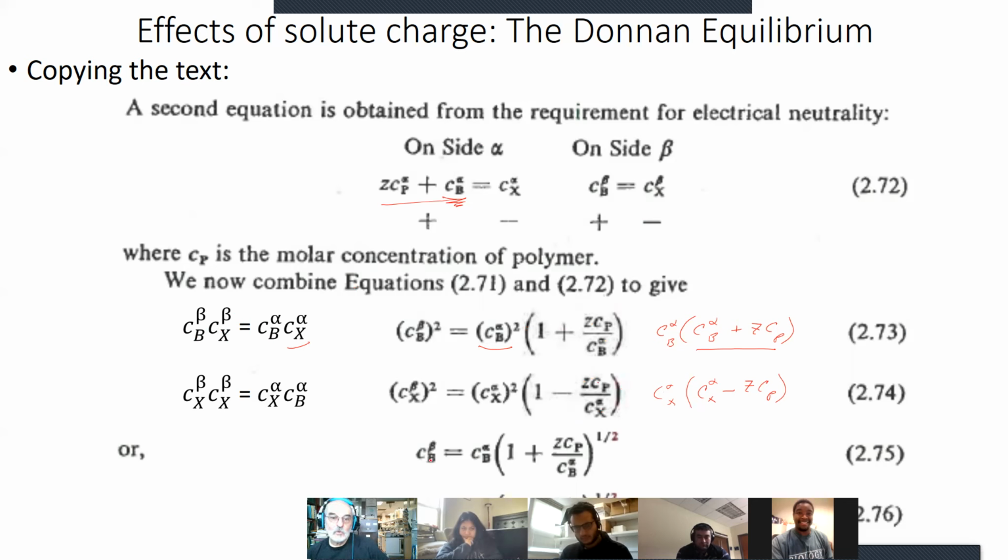So then I take the square root of both sides. And when I take the square root, this becomes CB beta is CB alpha times this term square root, raised to the 1/2 power, and CX beta is equal to CX alpha, and then the square root of this sum term. Okay, so that's easy to see, I think. All right.